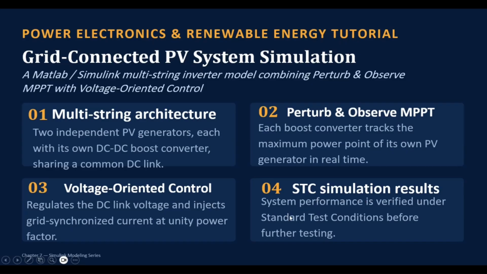By the end of this video, you will have a clear understanding of how a complete photovoltaic to grid power conversion chain works, from the solar panels all the way to the utility grid, and how each control loop contributes to keeping the system stable and efficient. Let's get started.